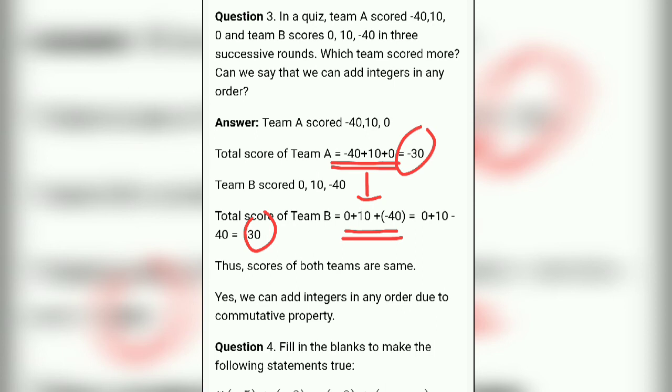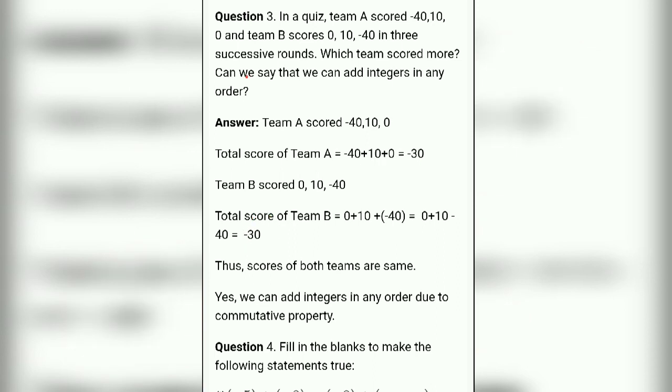We also learned one property in our theory part, it is the commutative property. Commutative property is applied for addition, right? That means if you add a plus b, or b plus a, both have the same answer. So in addition we can change the order of numbers. So here can we say that we can add integers in any order? Yes, we can change the order of the numbers in the addition process. So at last we need to write this: yes, we can add integers in any order due to the commutative property. We can change the order.